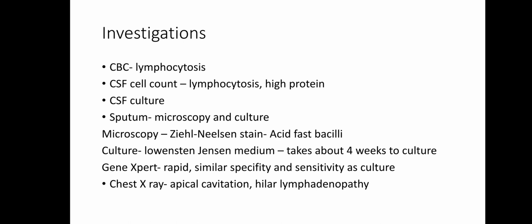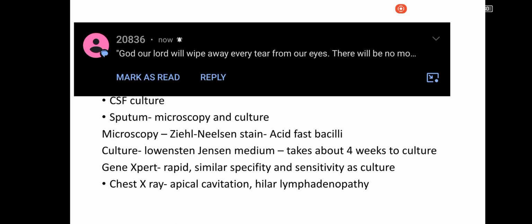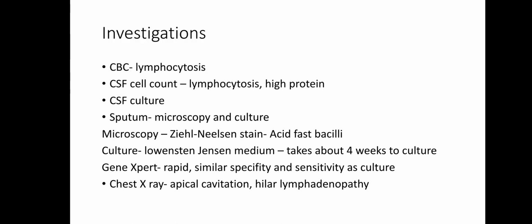So because of the lengthy time taken to culture and the need for quick treatment of TB, we usually have another method called GeneXpert, which is rapid and has similar specificity and sensitivity as culture. It usually takes within 2 hours, and you can confirm whether the patient has TB or not, so you can start treatment. We can also do a chest X-ray, which, as I said earlier, will show apical cavitation and hilar lymphadenopathy.